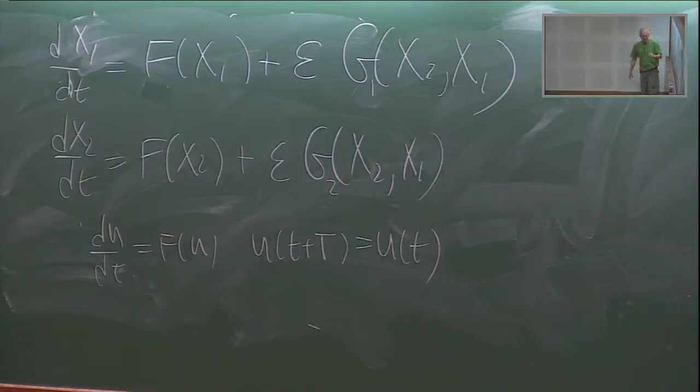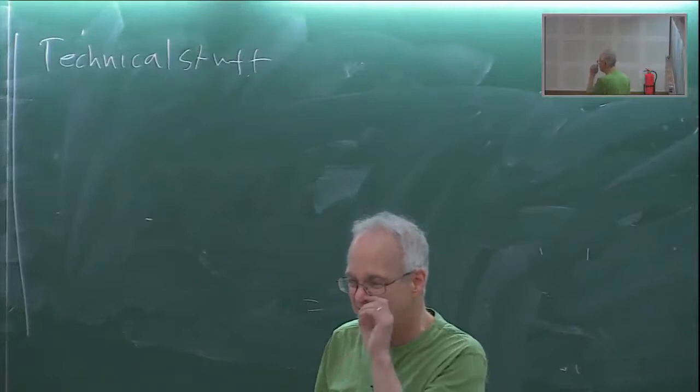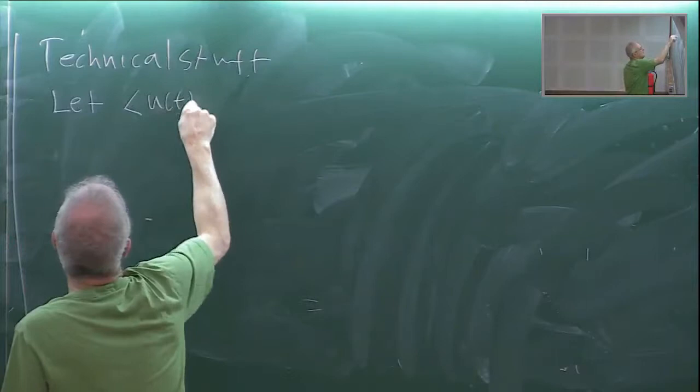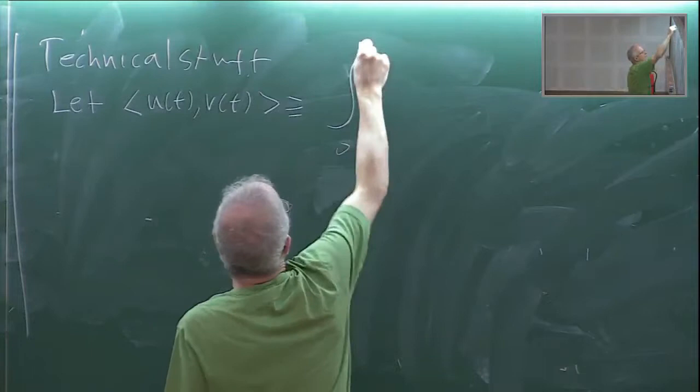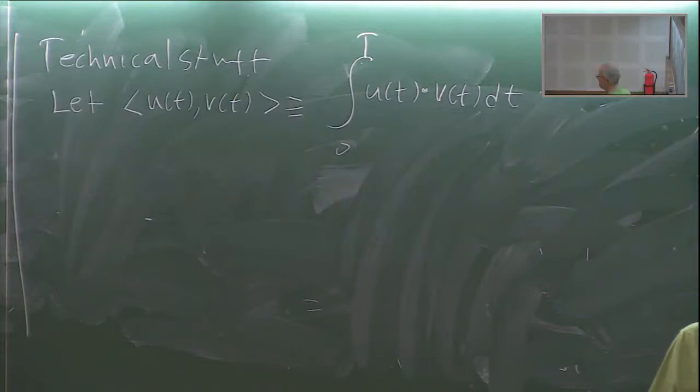Now, technical stuff. Okay? That's defining an inner product. This is the usual dot product on a function space. Okay?